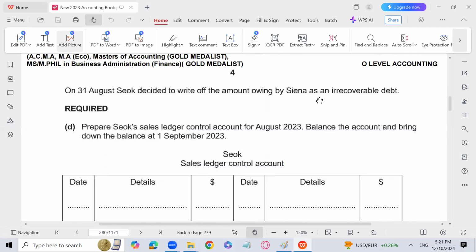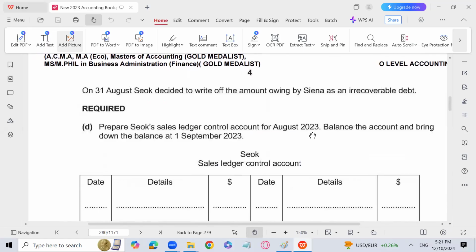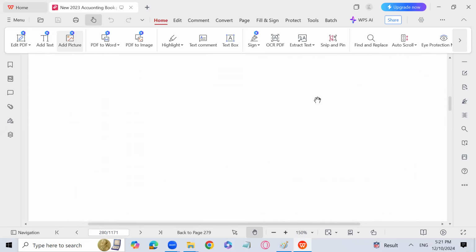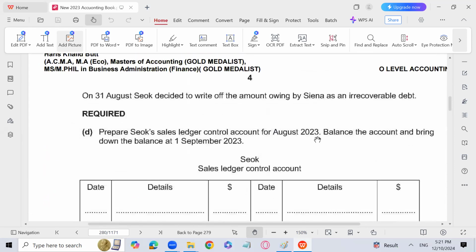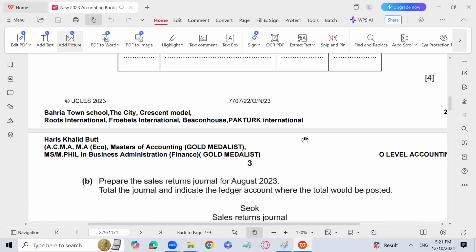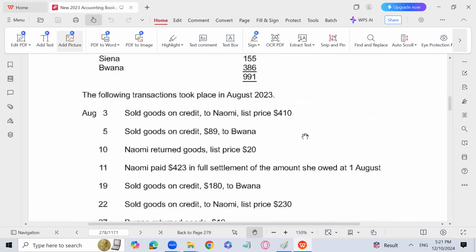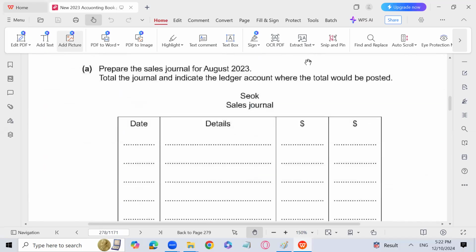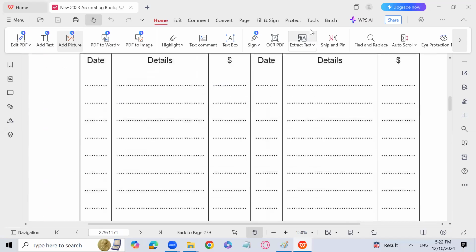But I won't prepare the sales ledger control account because if you just look at on 31st August, SEC decided to write off the amount owing by A.C.M.A as an irrecoverable debt. So there is going to be an irrecoverable debt, which the entry is going to be irrecoverable debts debit, and trade receivable is going to be credit. And then you have to prepare the sales ledger control account, which is the account of all trade receivables. And because we are yet to prepare that part, control account, we haven't studied yet, so I'm not going to go for that particular part of the question.